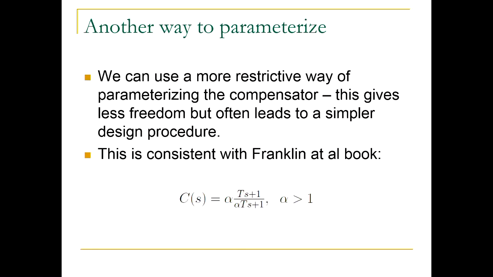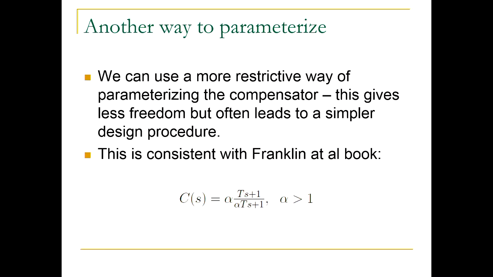I just want to remind you, the parameterization that we are using here is given by this formula. So what is the DC gain of the compensator? It's alpha. What is C at 0? Well, that's alpha, because when you set S to 0, then you have 1 divided by 1 times alpha. So that's why alpha is the compensator gain.